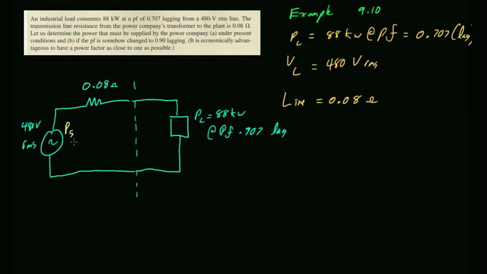So what's a reasonable strategy for figuring this out? Find the current. I mean, I already know how much power is being burned in the load. I basically just have to figure out how much power is being lost on the line, and I add them together, and that'll be how much power is being generated by the power company, right? The power company has to deliver the load power plus whatever the losses are on the wire.